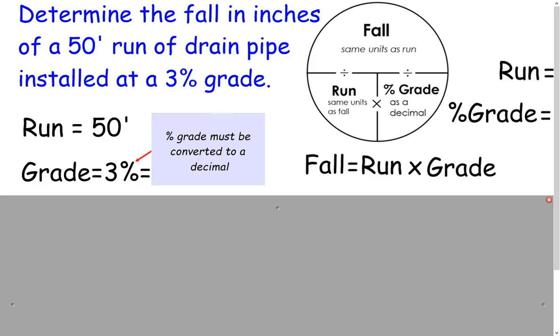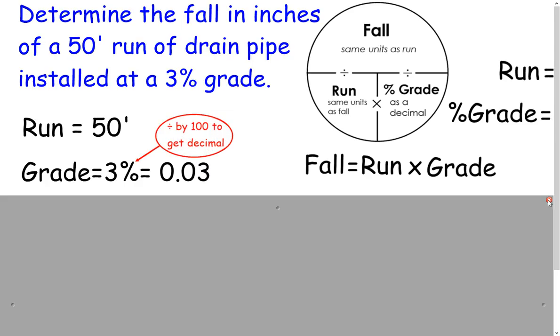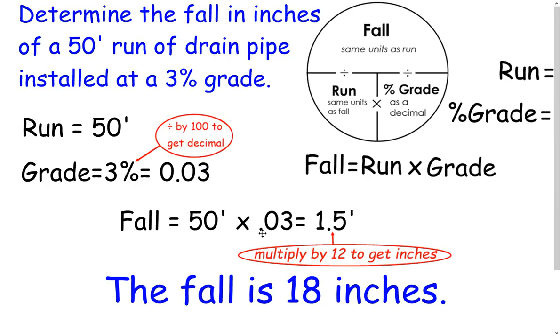Okay, here's another grade problem, and it says determine the fall in inches of a 50-foot run of drain pipe installed at a 3% grade. So we're going to be finding the fall, and that's run times grade. The run is 50 feet, the grade is 3%, and we need the grade as a decimal. If you remember, look at the percent symbol. Percent means out of 100, and you can see that this slash, which kind of means divide, and then the 2 zeros represent 100, so you divide by 100 and you get 0.03. So we're just going to do 50 feet times 0.03, and we get 1.5 feet. If we wanted our answer in inches, though, we multiply it by 12 inches to get a fall of 18 inches.